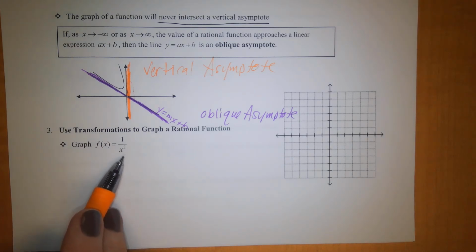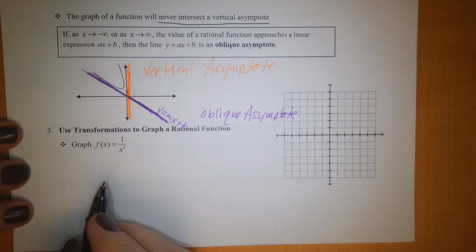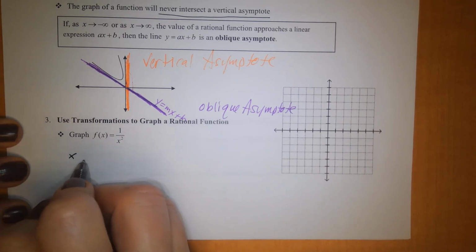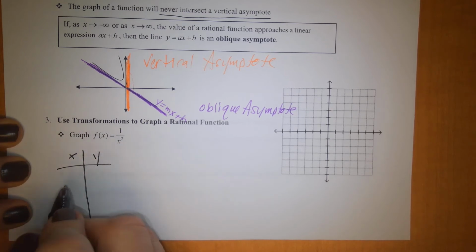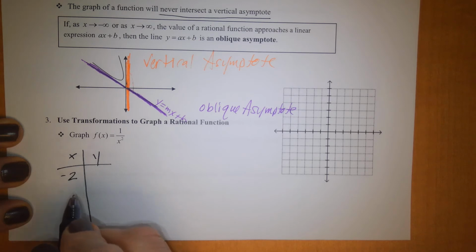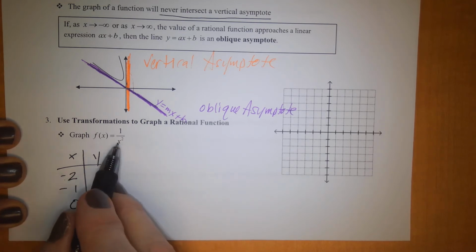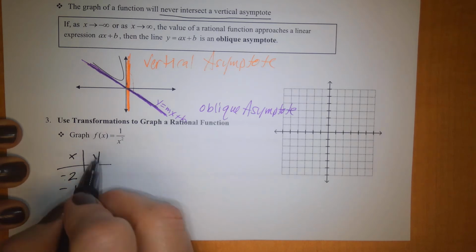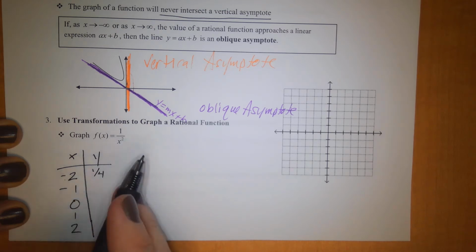So let's look at this function right here, 1 over x squared, and let's determine where its asymptotes are located. So let's first find what this graph will look like by finding a table of values. So I'm going to plug in some values. Let's start with -2, -1, 0, 1, and 2. And if we need to find more points, we will. So if I plug in -2 in here, we have 1 divided by -2 squared, which is 4, so this becomes 1/4. If I plug in -1, it's 1 over 1.